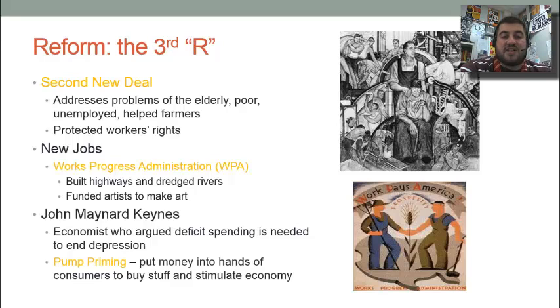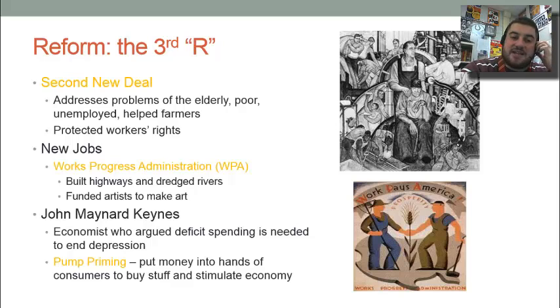One of the main parts of the New Deal was the expanded public works section called the Works Progress Administration. The old one was PWA. This is WPA. They pretty much do the same thing. They build highways and dredge rivers, and they also fund artists to make art, not to mention still building airports, schools, libraries, government buildings, and so forth.